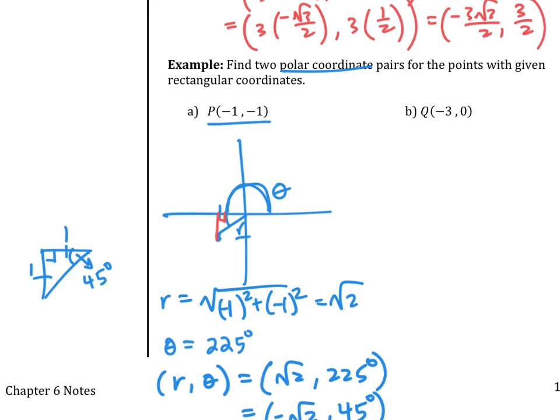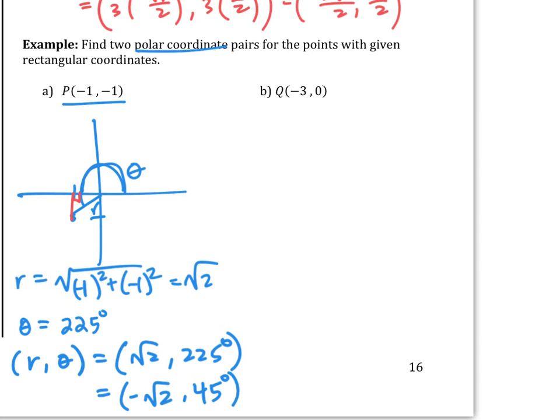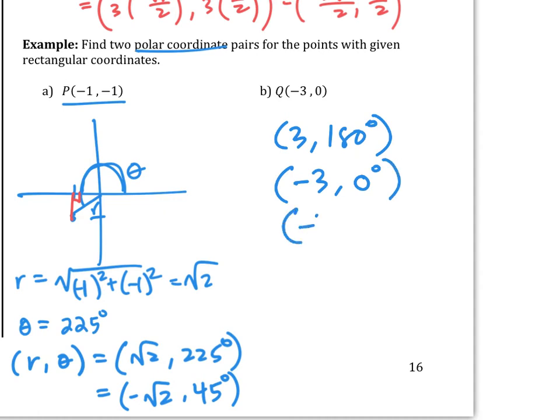Okay, let's have you give this one a try. Negative 3, 0. Write two polar coordinates that represent this. All right, so the answer is (3, 180 degrees), or maybe (-3, 0 degrees), or maybe (-3, 180 degrees). These are some sample answers.